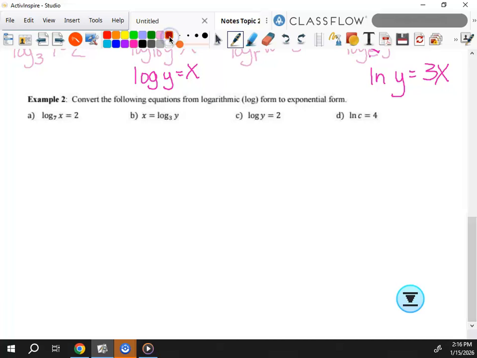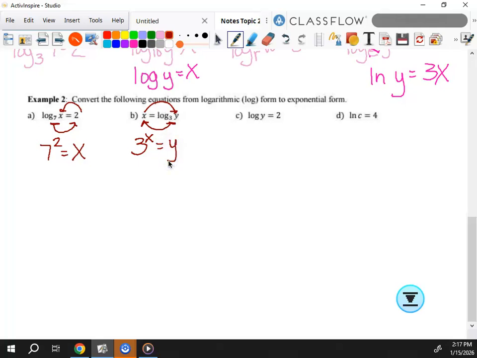Then let's look at this. Now we're gonna go the other way. So now I have them in logs, we're gonna write them in exponential form. The base of the log is 7, so the base of the exponential is 7. So this becomes 7 to the second power, we go around the equal sign again, equals x. And that's 49, but we're not really solving, we're just rewriting, so we'll just leave it. The base of the log here is 3, so I get a 3, go around the equal sign, that'd be 3 to the x power equals y.